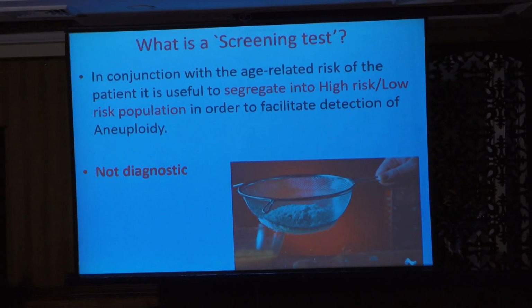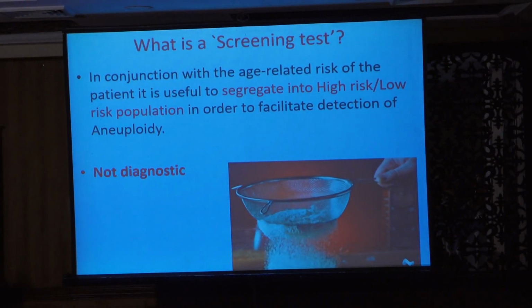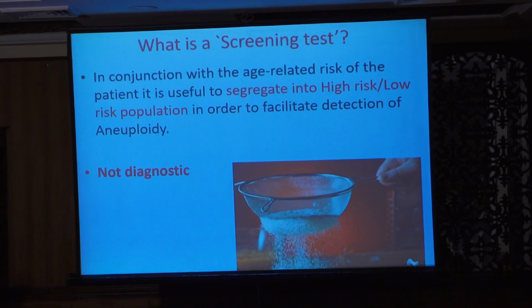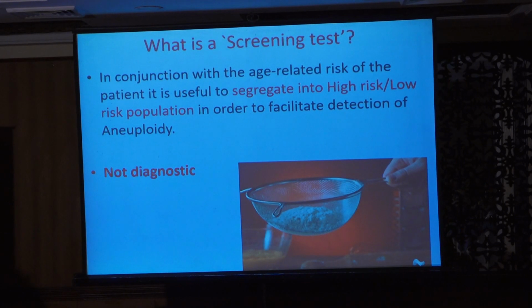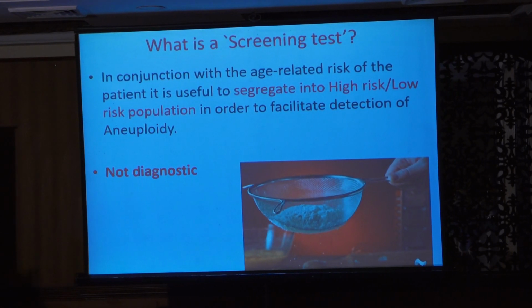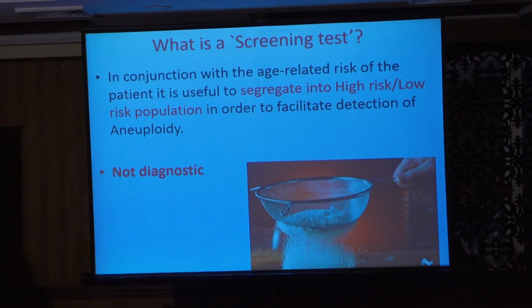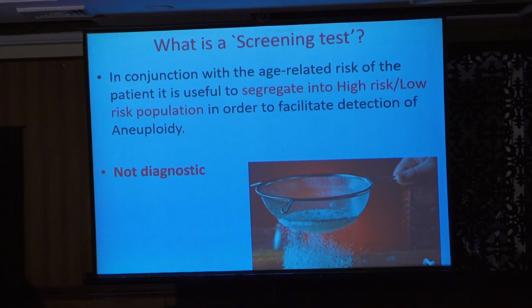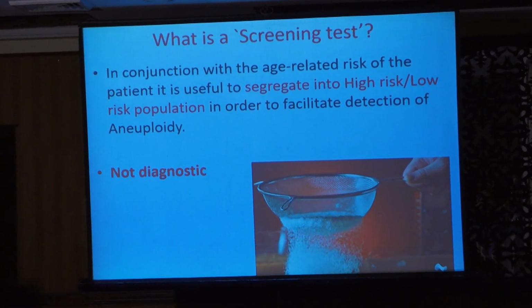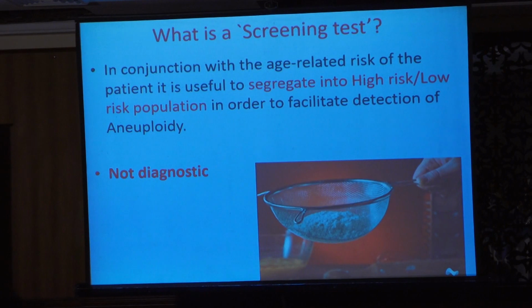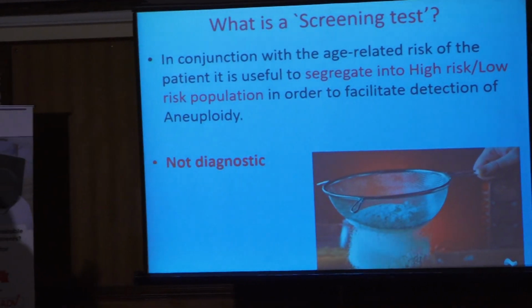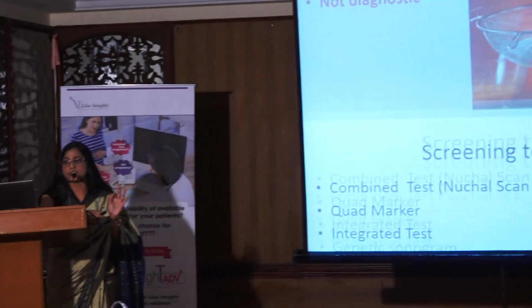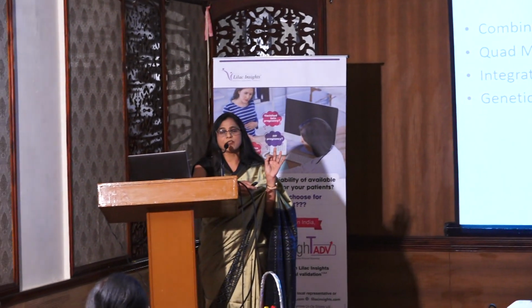It is in conjunction with age-related risk of the patient. It is useful to segregate the high-risk population from the low-risk population. Remember, screening tests are not diagnostic. They'll just tell us about the possibility of a disorder, but will not tell us in black and white whether this condition is there or not. So which are the screening tests available?